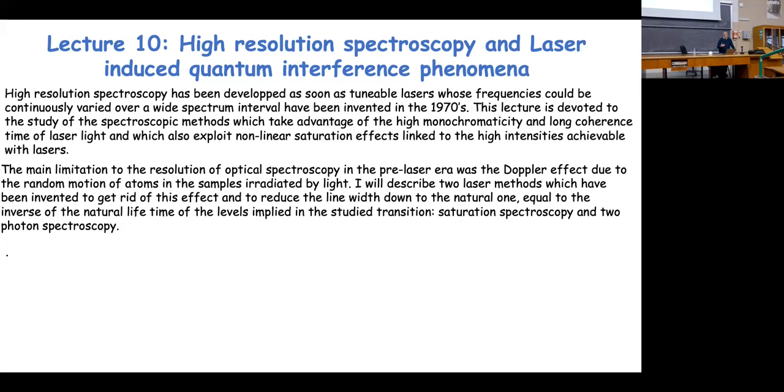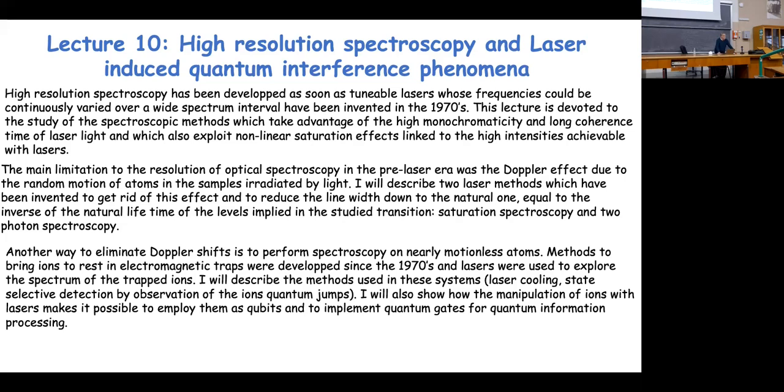If they go against the laser beam, the frequency is increased. If they go in the same direction as the laser beam, the frequency they see in their frame is diminished. And since you have all kinds of velocities in the sample, this results in a broadening of the line, which washes out all the structures, fine structure, hyperfine structures that one wants to measure. And so we'll see that saturation spectroscopy and two-photon spectroscopy make it possible to get rid of these effects.